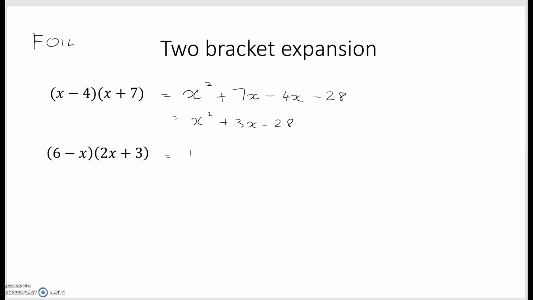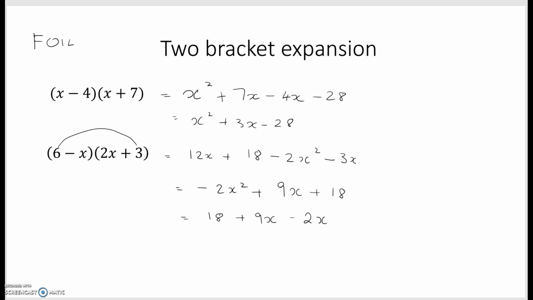6 times 2x would be 12x. Then the outsides terms, which is 6 times 3 is 18. The inside is minus 2x squared, and then minus 3x. Now I can leave it like that if I wanted, or I could put the x squared term at the beginning. I've got 12x minus 3x, so plus 9x. Or I could write it completely the other way, 18 plus 9x minus 2x squared.